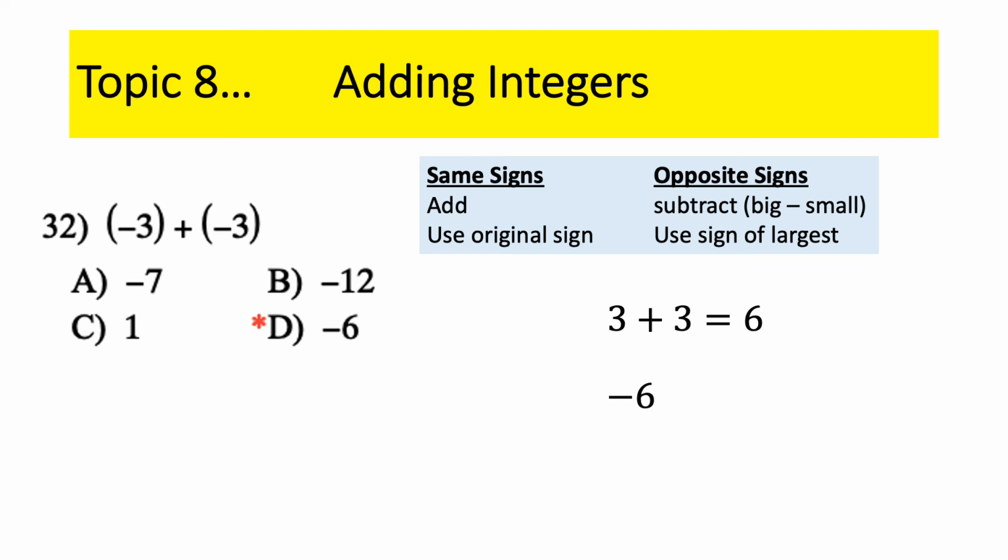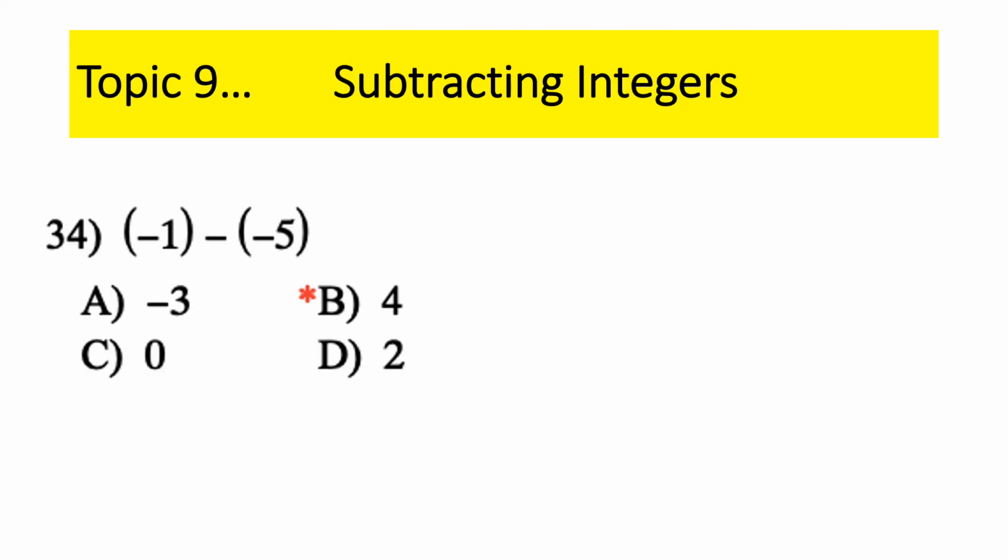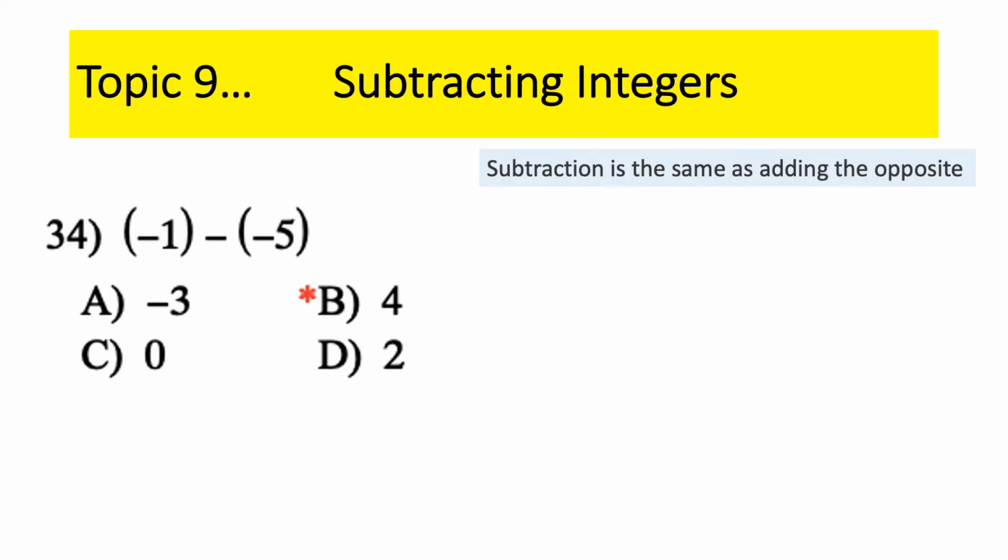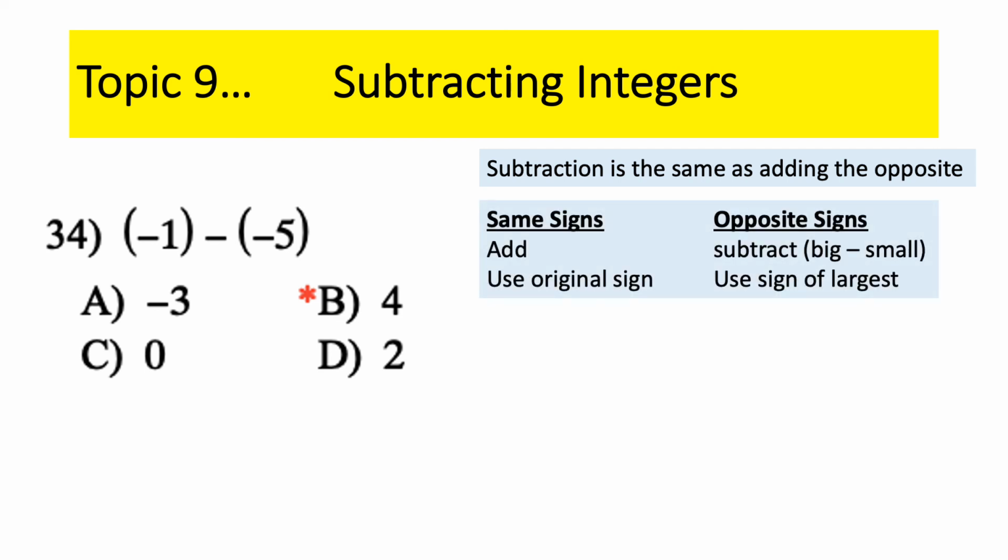Negative 6. What about subtraction? What are the rules? There are no rules for subtraction. We turn subtraction to addition. Subtraction is the same as adding the opposite. So we're going to take that middle negative sign right there and make it a positive. Once it's a positive, then we're going to follow the rules for adding.